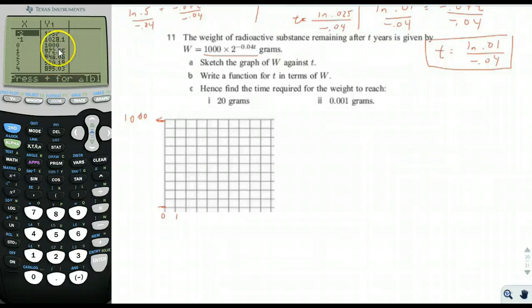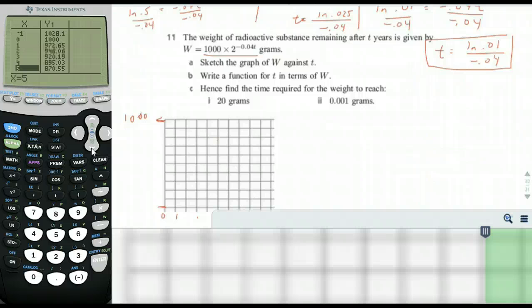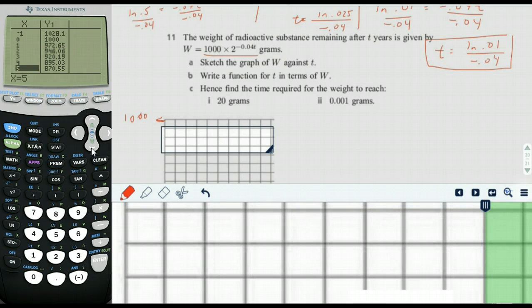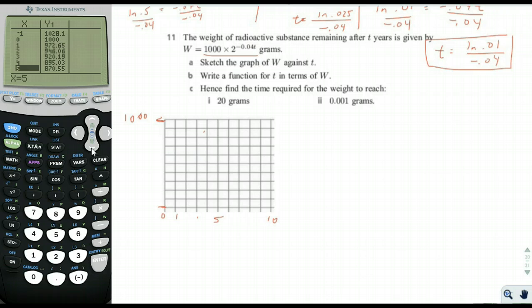And so we see that it starts at 1,000. That was correct. 2, 3, 4, 5, 6, 7, 8, 9, 10. So at t equals 5, the value is 870. It's about there.